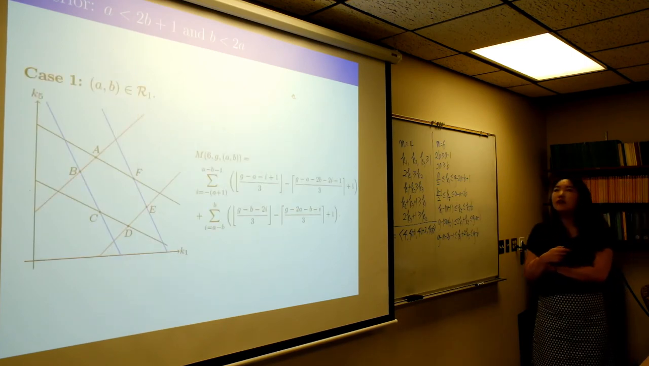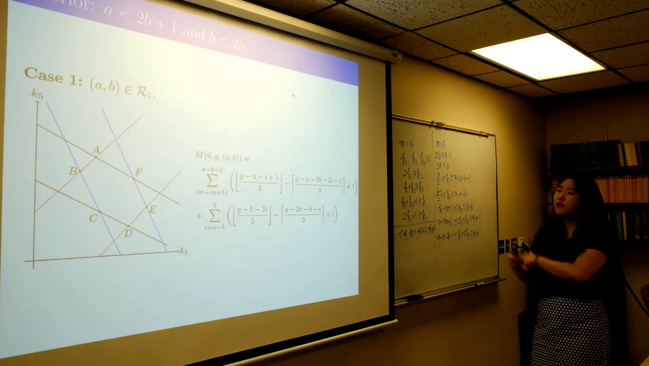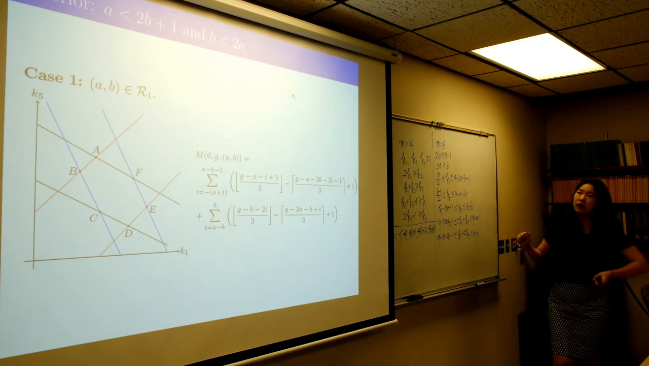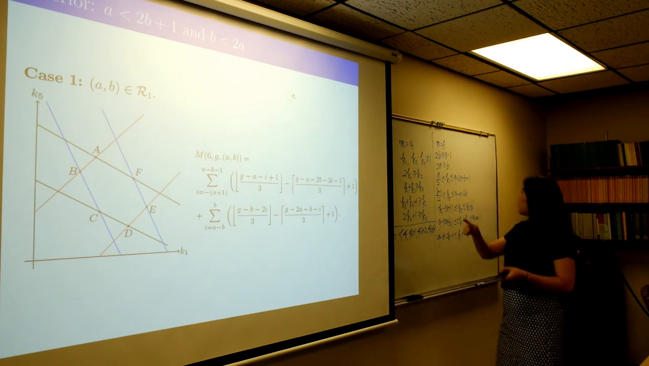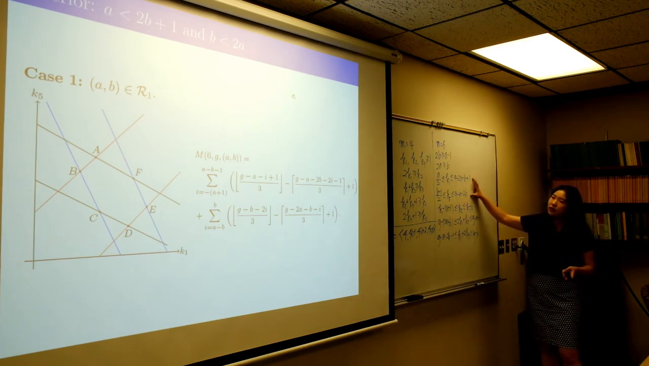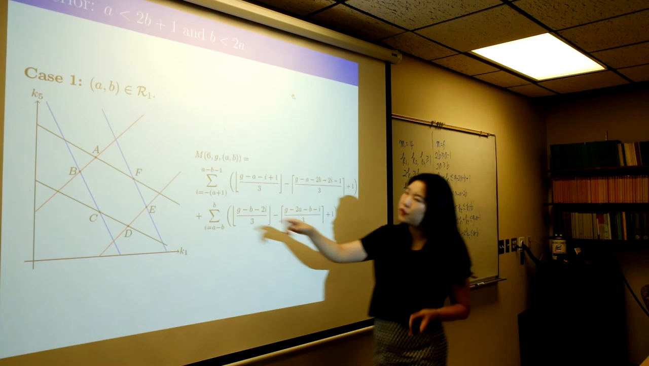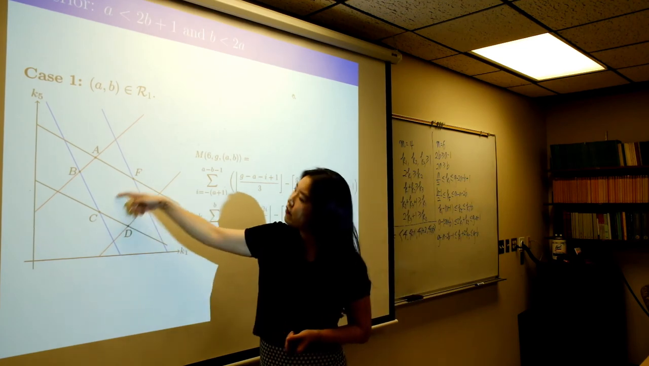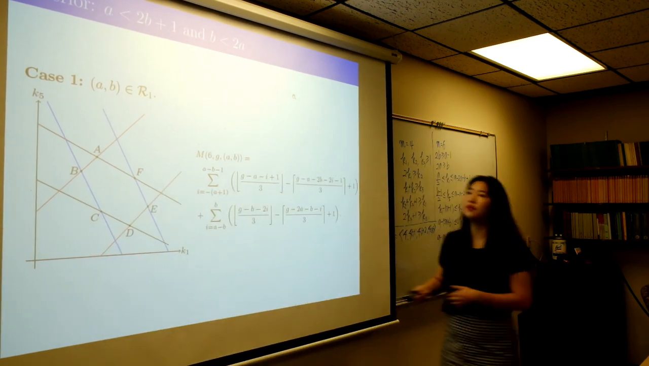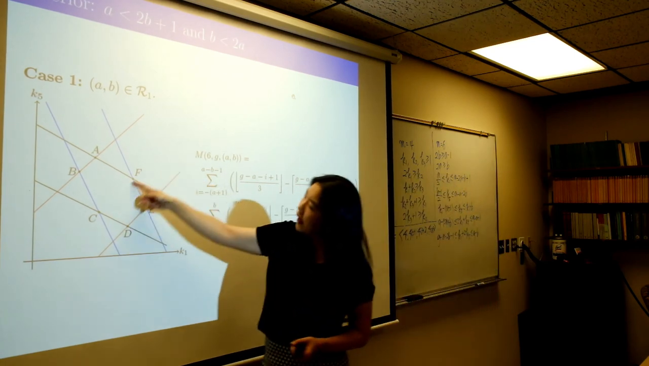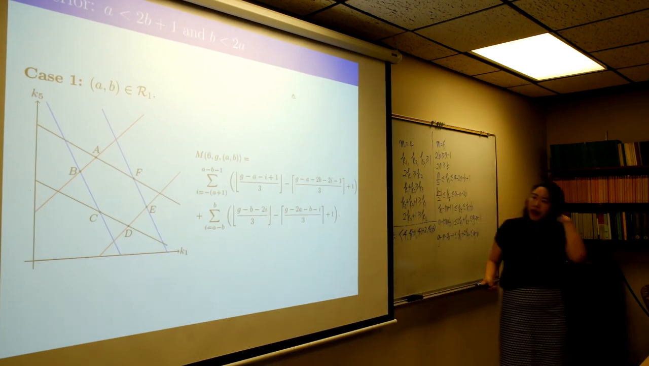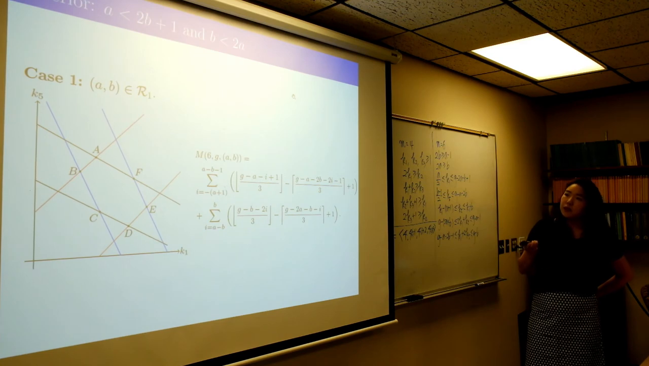For one case, A, B are in R1. Then for the interior case, the intersection of those inequalities is now a hexagon instead of a triangle. And this is a case when the hexagon is completely inside of this rectangle. So all we have to do is compute the integer points in the hexagon. And luckily this CF is also on a line of y equals x plus something, which means the line CF is parallel to DE and AB. So we can just compute in that way, y equals x plus something, then we get this formula.